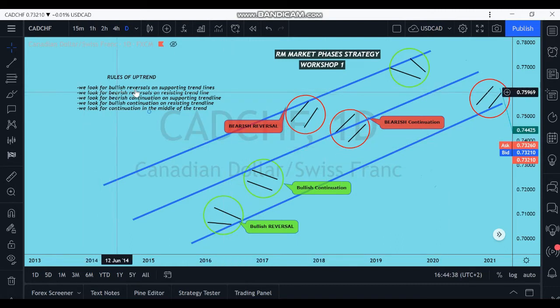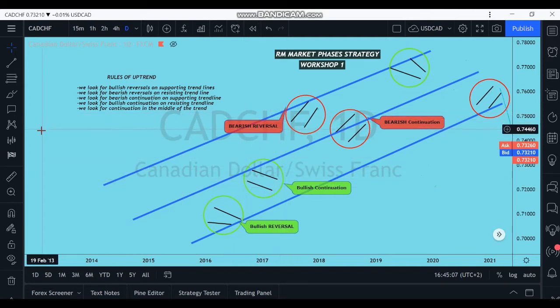So we are looking for bullish reversals on the supporting trend line. For example, here is a bullish reversal. Once the market starts to correct towards our supporting trend line, we know that the market is going to reverse because it's forming a bullish reversal as a correction flag. Then you do know that after the correction, or the reversal, it's going to give us an impulsive phase, then correction, then impulse. Okay.